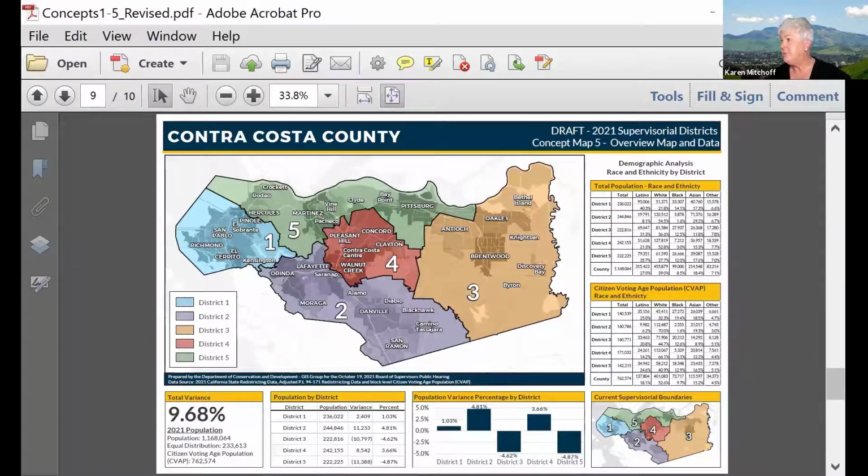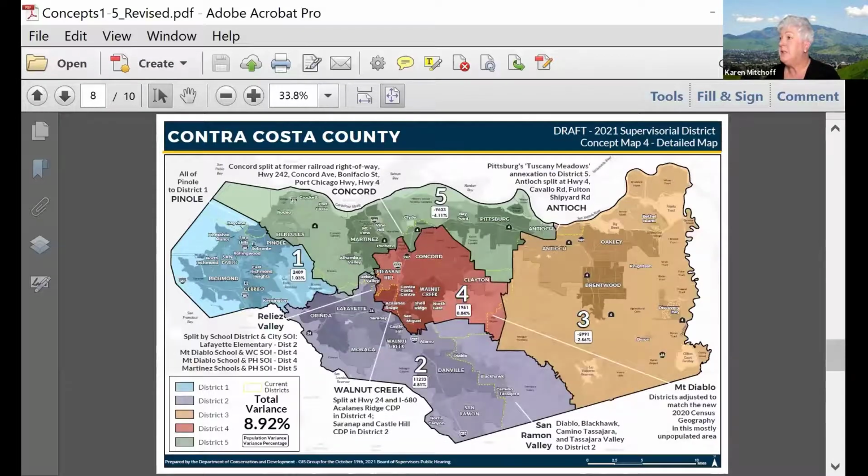The reason I support the 5th map is, David mentioned earlier, the Morgan Territory. More of that comes into my district, and it is a community of interest with Clayton. They had hoped to be in District 4 last time. And Supervisor Burgess has expressed a request to have part of the Northern Waterfront in her district. And so the 5th map does that. The 4th map I can live with, but it's a bigger split.